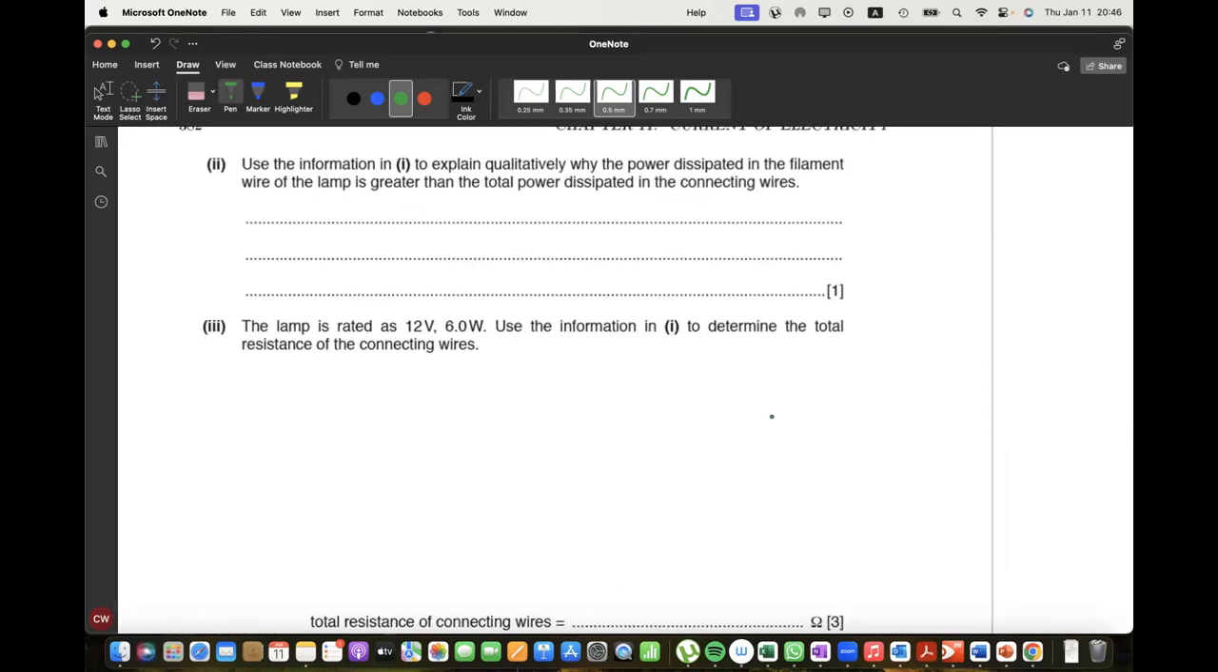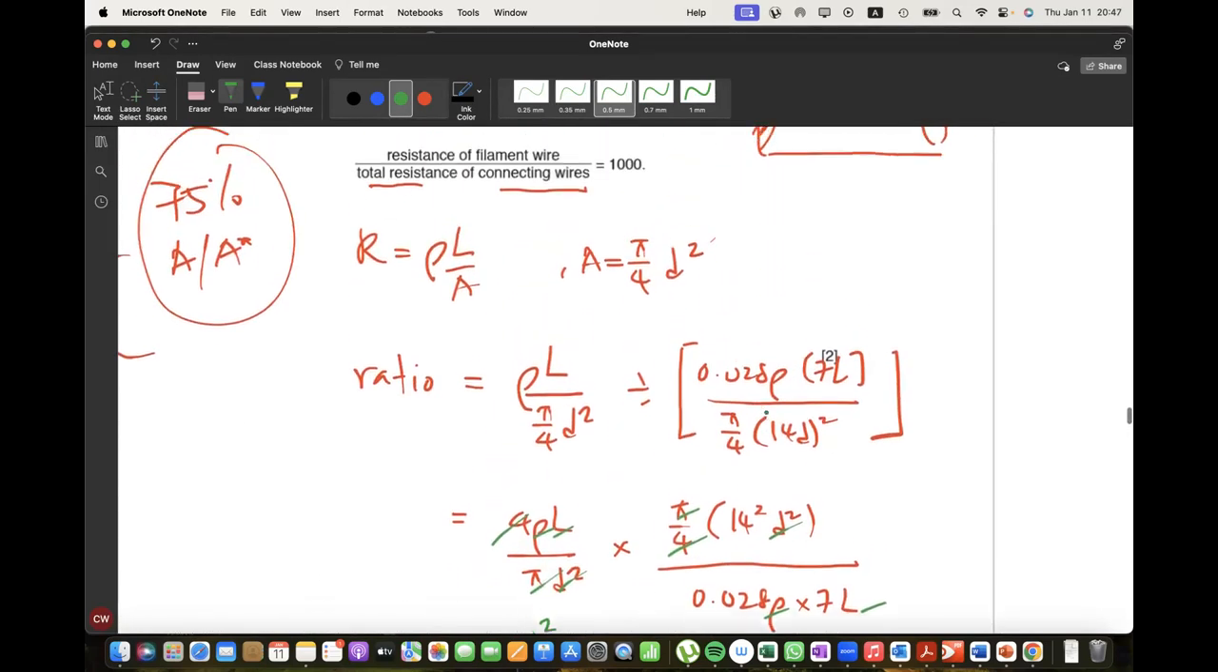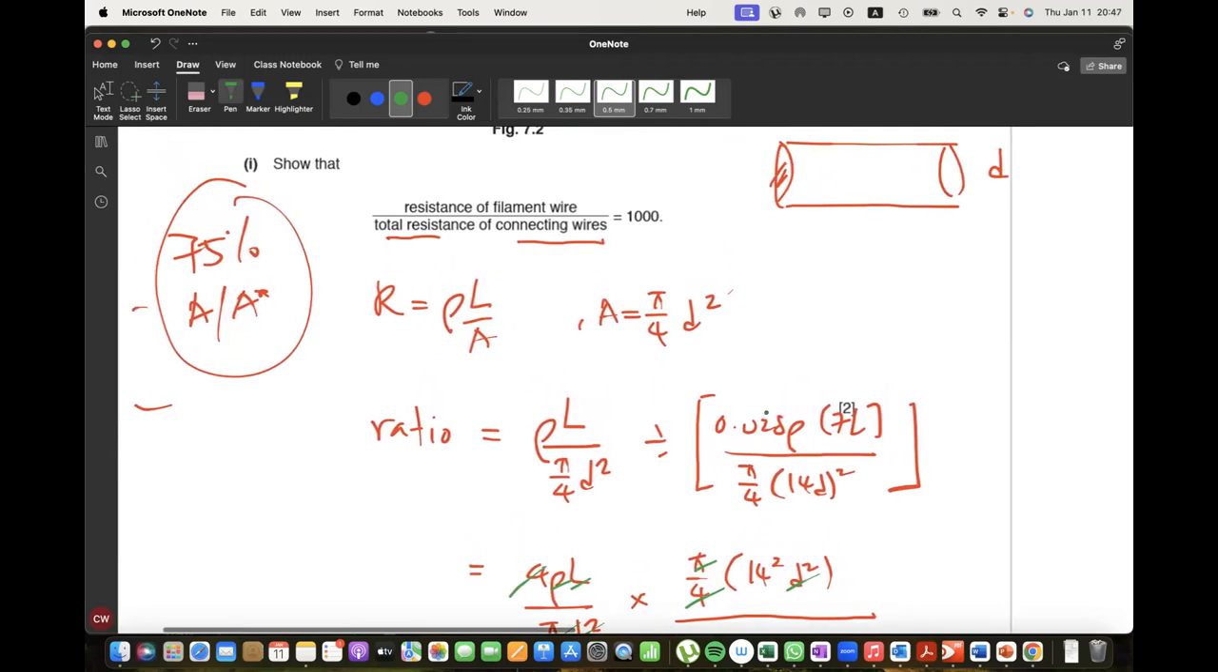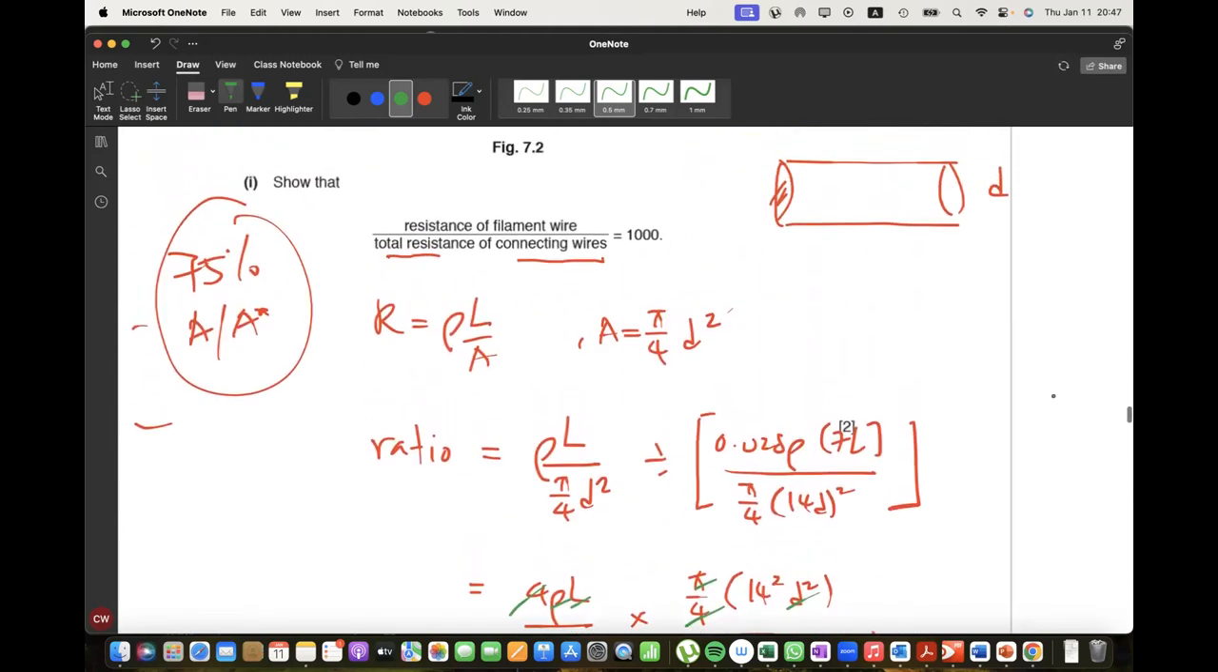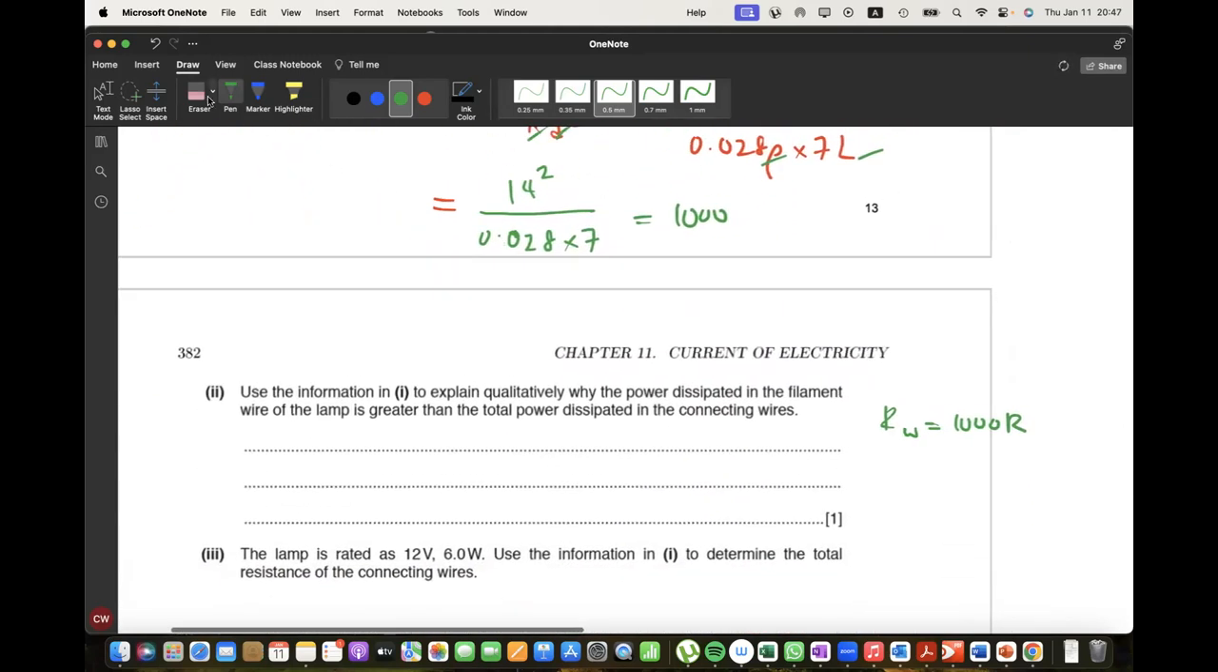Use the information in part I, explain qualitatively why the power dissipated in the filament of the lamp is greater than the total power dissipated in the connecting wire. What can we see here? Resistance of filament is 1000 times greater than resistance of the wire.